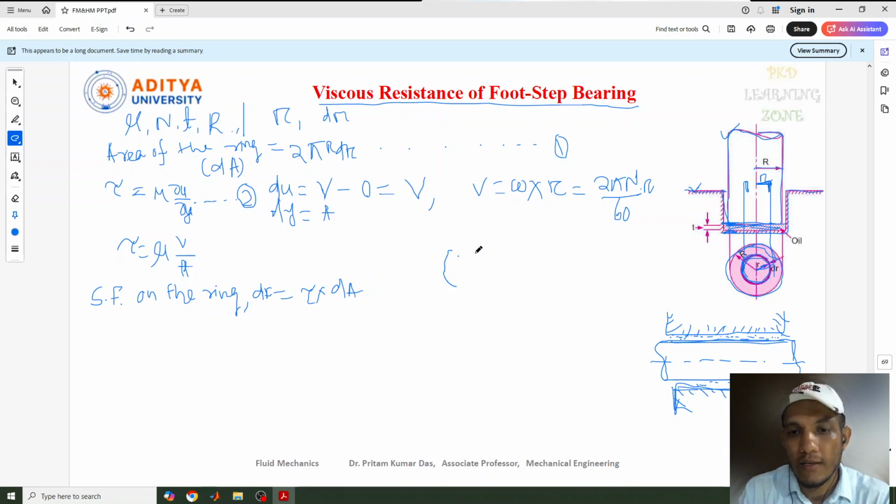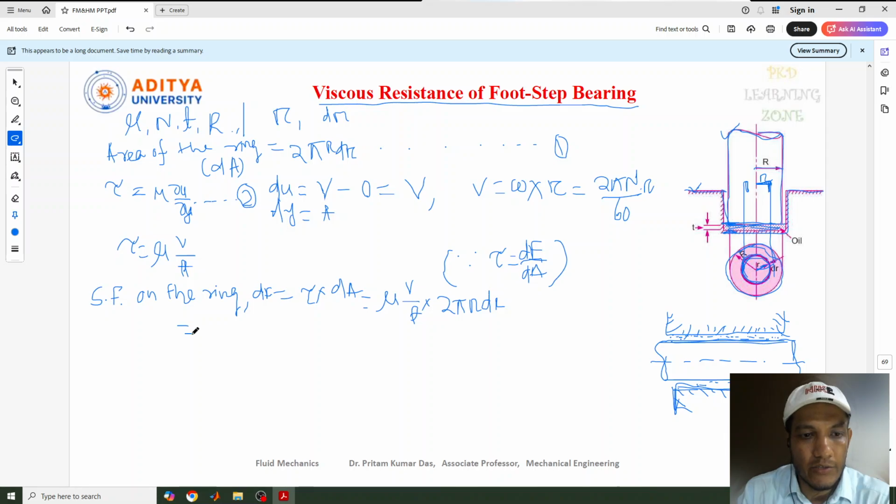We know that shear stress equals shear force by area. Here the force we are considering is very small, so dF by area, also small, dA. So dF equal to tau into dA. Tau value we already got: mu into v by t, into the area, and the area is 2 pi r dr.